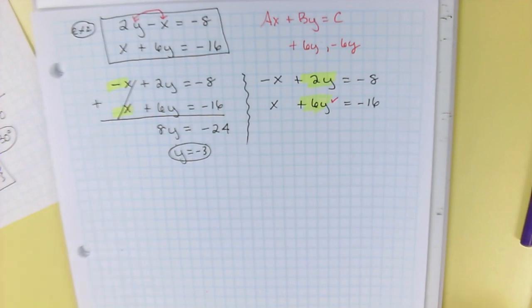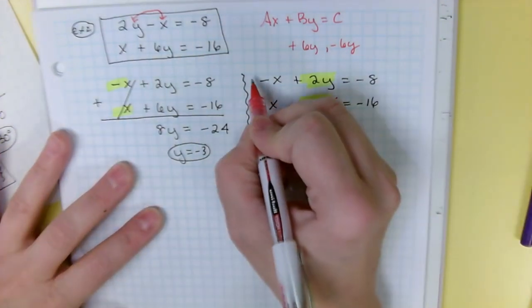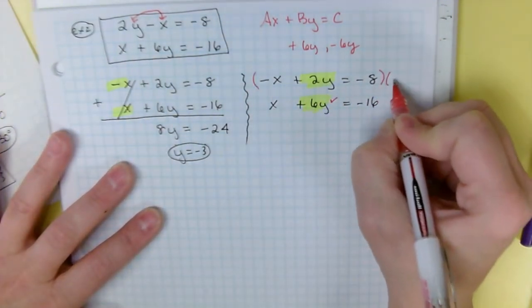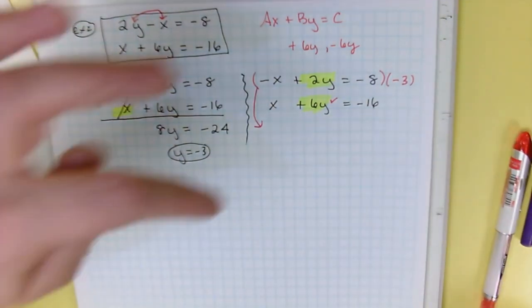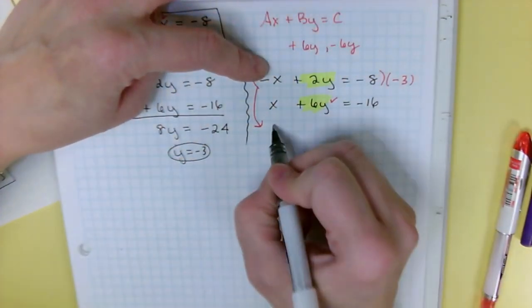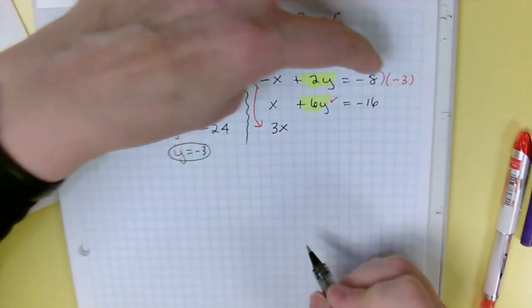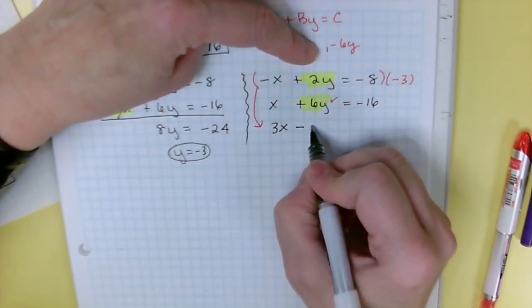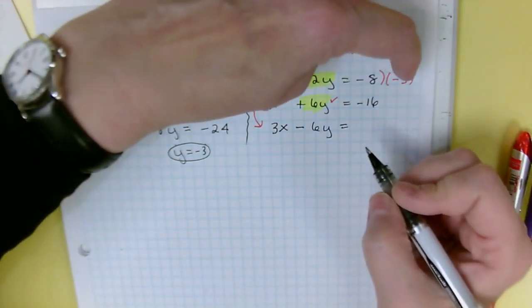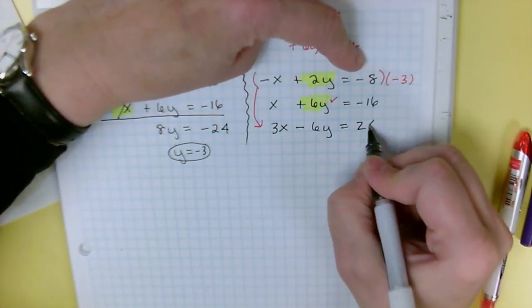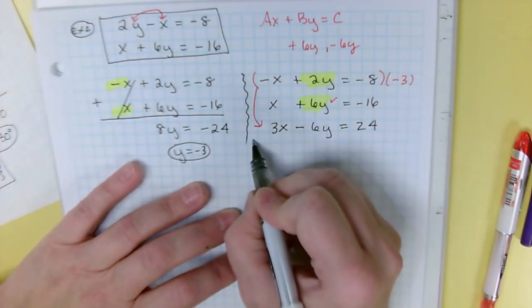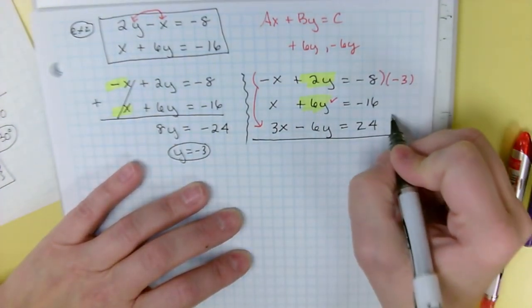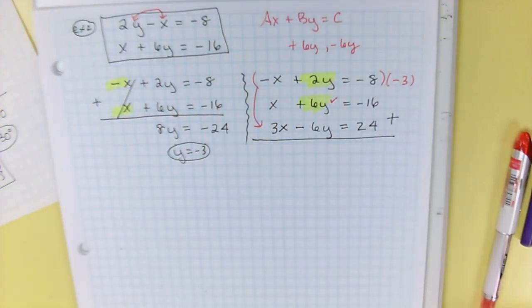But the first one needs to be a negative 6. 2 times a negative 3 is negative 6. So I'm going to multiply that first equation by a negative 3. So everything gets multiplied by a negative 3. So negative 3 times negative x is positive 3x. Negative 3 times 2 is negative 6y. Negative 3 times negative 8 is positive 24. Now the first one is fine. So I'm just going to draw a line. We're going to add these two together.